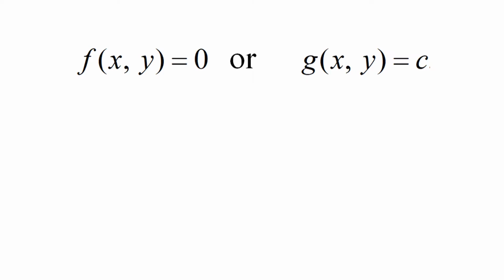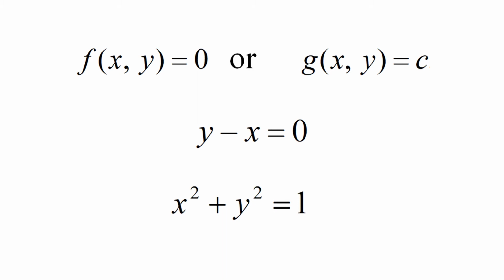We recall that a curve in a Cartesian plane can be expressed by a statement of equality involving x and y, of the form f(x, y) = 0 or g(x, y) = c. For example, the equation y - x = 0 represents a line, while x² + y² = 1 represents the unit circle centered at the origin.